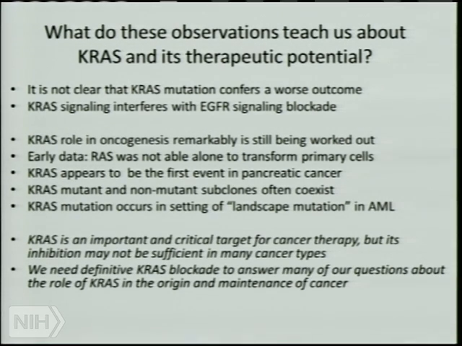We have the early data that it was not able by itself to transform primary cells, and we have the new AML data that it's not going to transform in the absence of a landscape mutation. And then KRAS appears to be the first event, though, in pancreatic cancer, explaining that difference. KRAS mutant and non-mutant subclones do often coexist. I showed you some evidence for that in colorectal cancer, but definitely in AML. So the bottom line is an important and a critical target for cancer therapy, but its inhibition may not be sufficient in many cancer types.